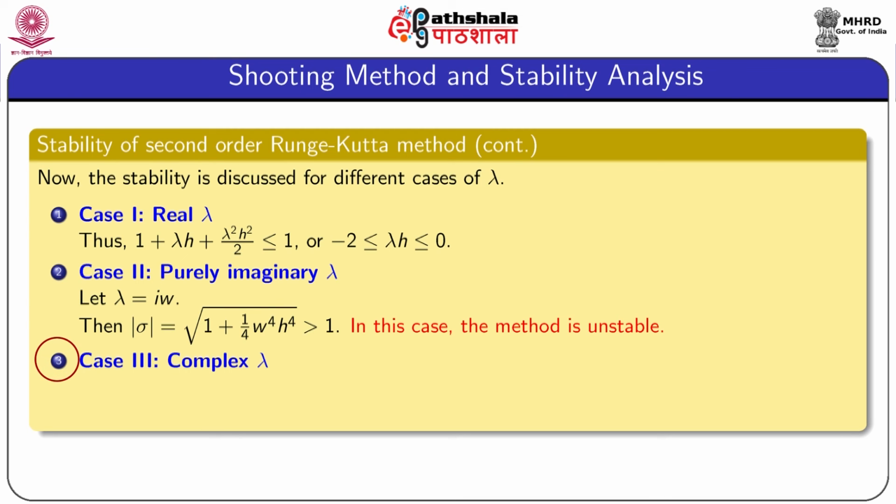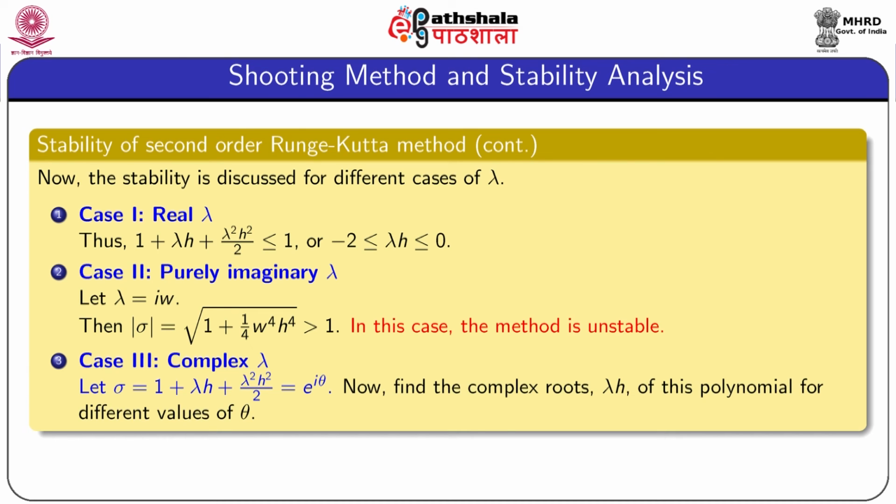Now we consider lambda as a complex number. In this case also sigma equals 1 plus lambda h plus lambda square h square by 2, which is taken as e to the power i theta, where theta is a real number and i is the complex number, that means root over minus 1. Now we find the complex root lambda h of this polynomial for different values of theta. It is easy to verify that the absolute value of sigma equals 1 for all values of theta. Obviously theta is a real number.